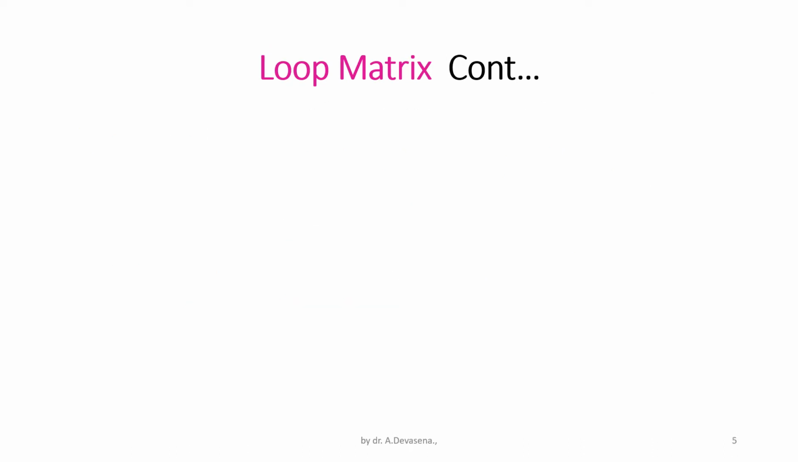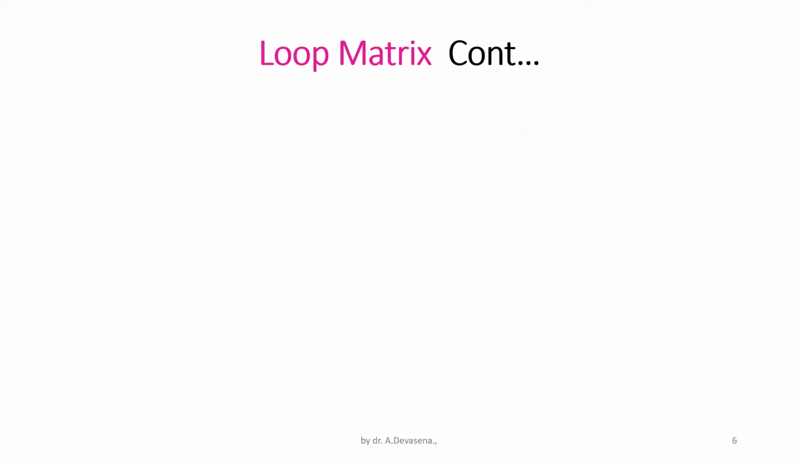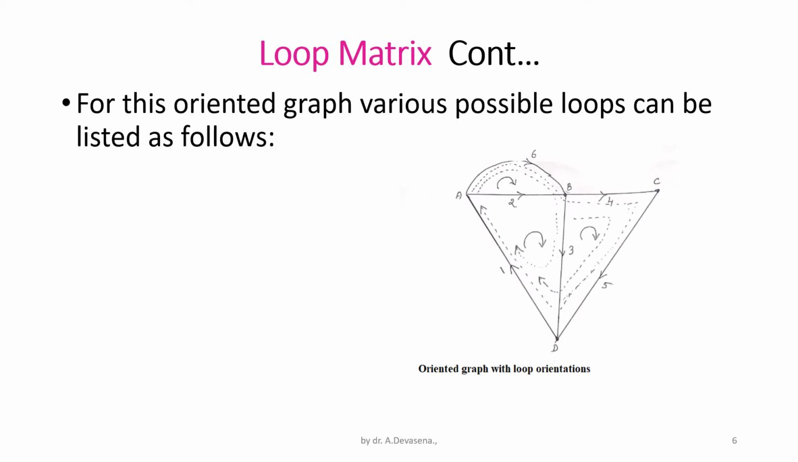Oriented graph with loop orientations is indicated in this diagram. For this oriented graph, various possible loops can be listed as follows. In this graph, we are having 5 circuits.